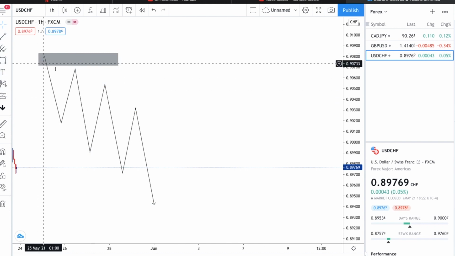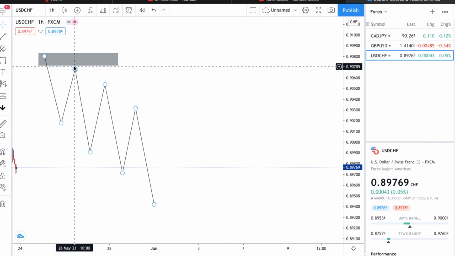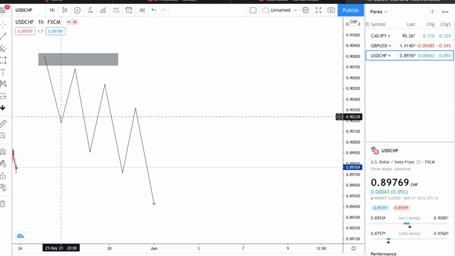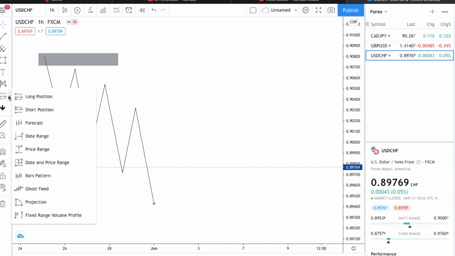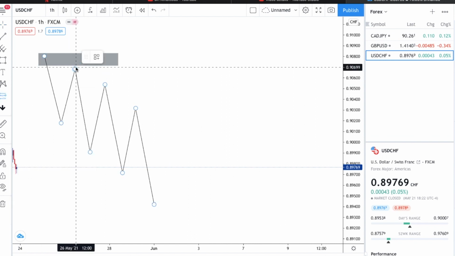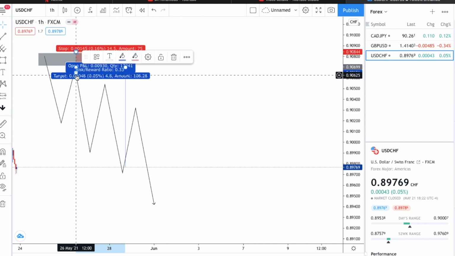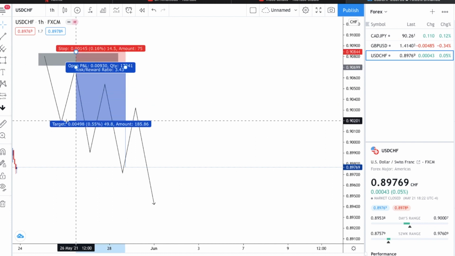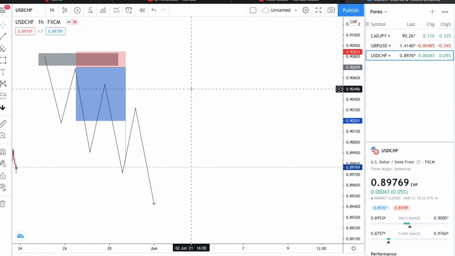So this will be my demand zone, and the moment price returns back to it is when I would actually enter the trade. So it's very important to wait for price to return before you enter the trade. I will short the market somewhere around here, put my stop loss above that, and my take profit over here. So this is a good trade, a 1 to 3 risk to reward, not bad at all.